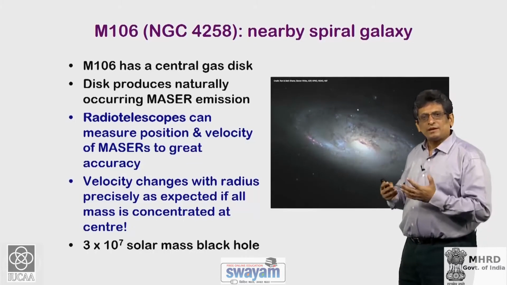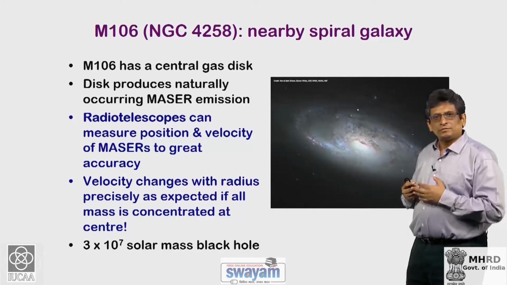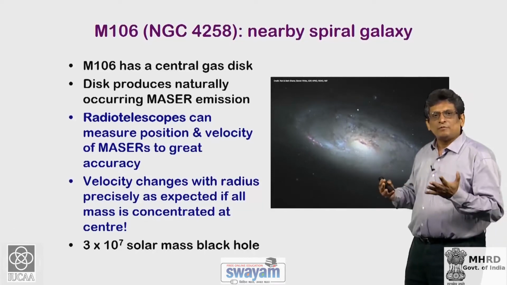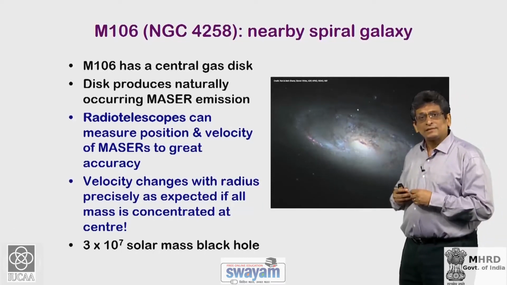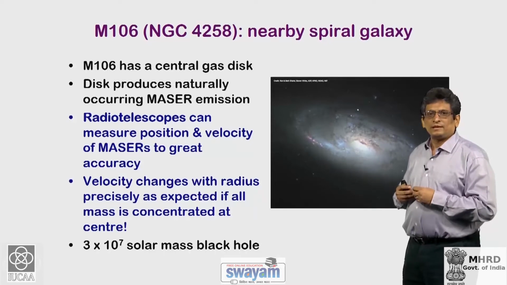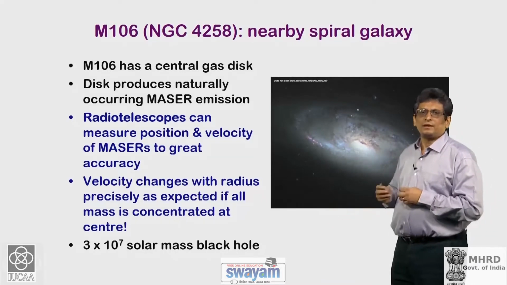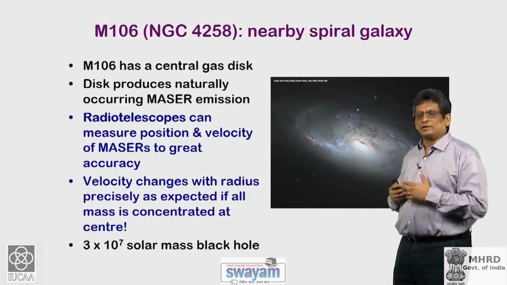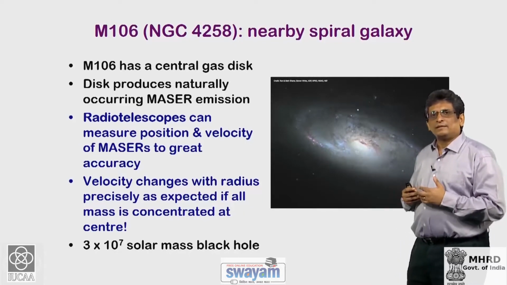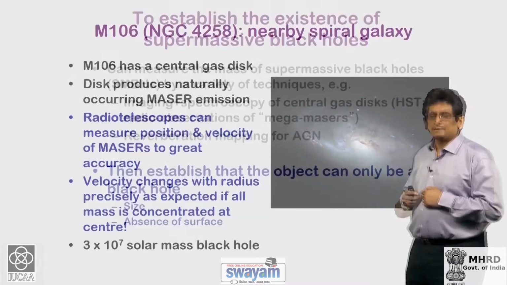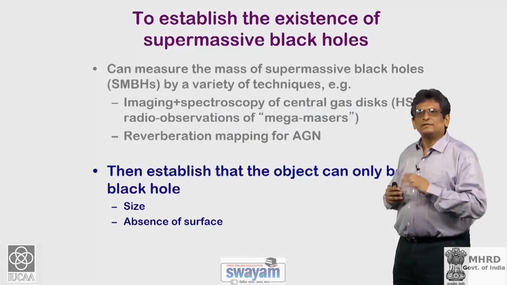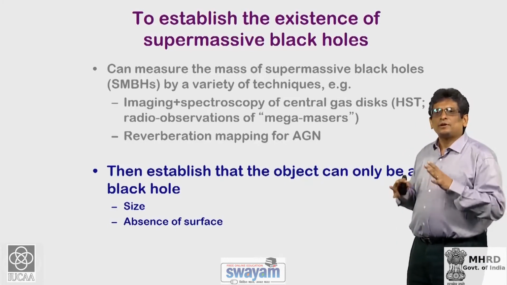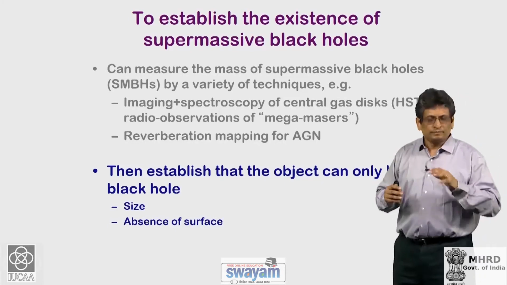And by measuring the orbits of these maser sources in the middle of this nearby spiral galaxy, one has found that the mass of the central object is 3 times 10 to the 7 times the mass of the Sun. So this is even a factor of 10 almost more massive than the black hole in the center of our galaxy.